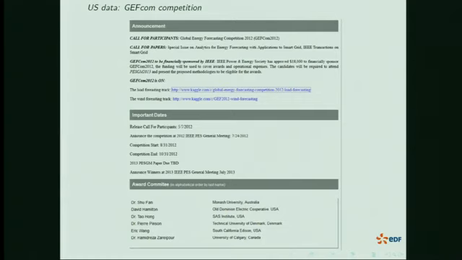Another application is on US data from the GEFCom competition. So this is a screenshot from the competition organized by IEEE. We got data from the US. These data, I think, are still available on the website of Kaggle. So if you want to test it, there is also wind forecasting, but we didn't participate.